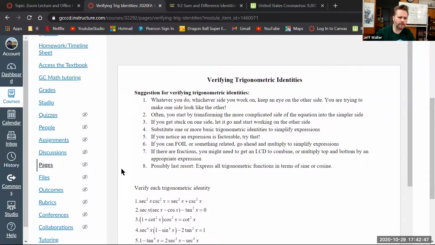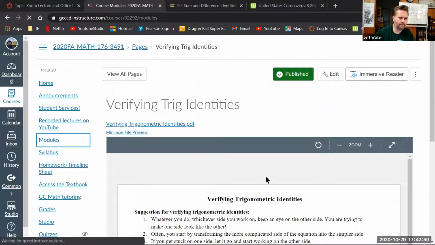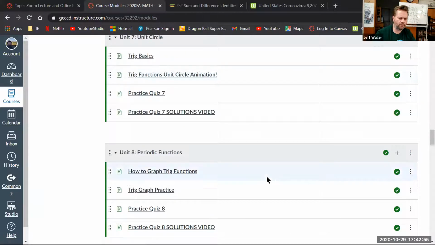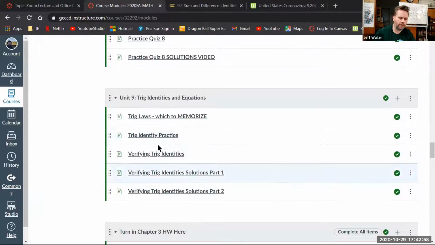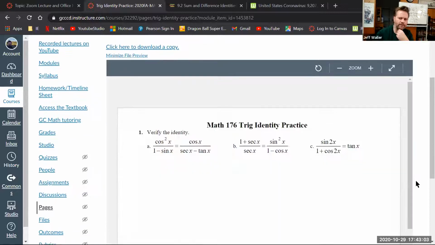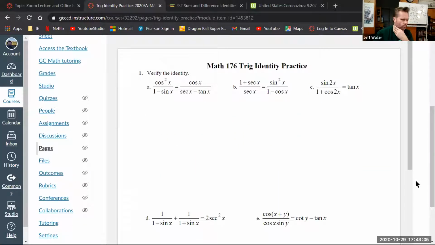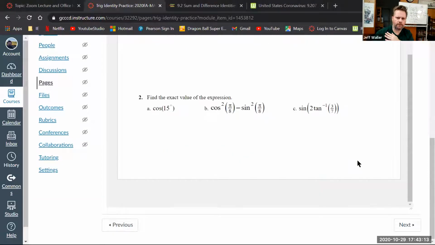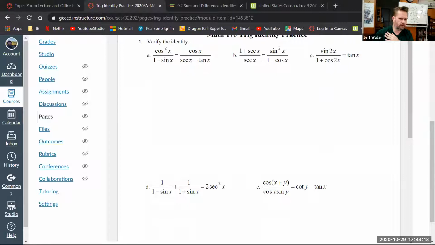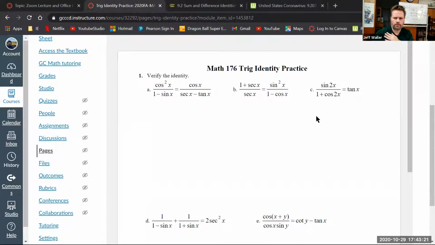I keep forgetting that a while back I put this trig identity practice up here. I don't know how you guys want to handle it. I could make a video for this, or we could look at it right now. Any preference? Do you want me to make a video of this, or look at a couple of these? Can we do a couple right now? Sure. Let's see how this works.